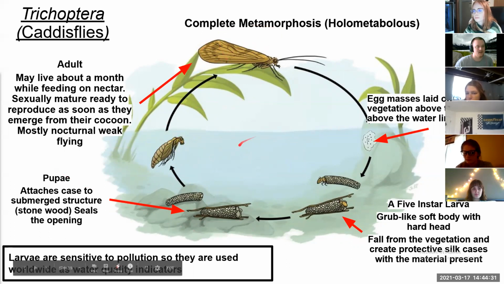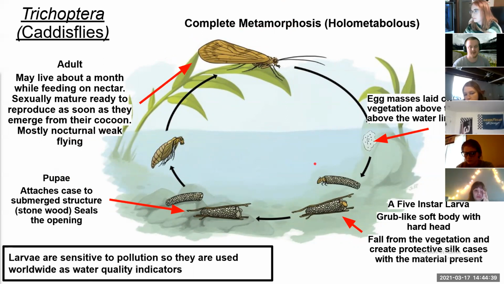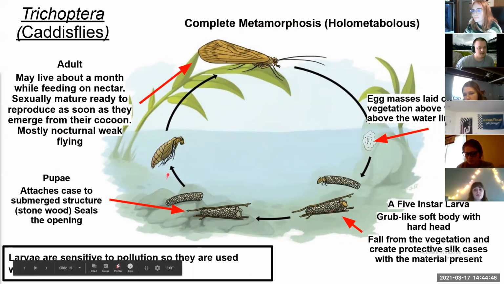And yeah, as I said earlier, they're mostly nocturnal. And again, they're weak flyers, so they're a pretty easy food source for fish or other organisms. And again, these larvae are very sensitive to pollutants.